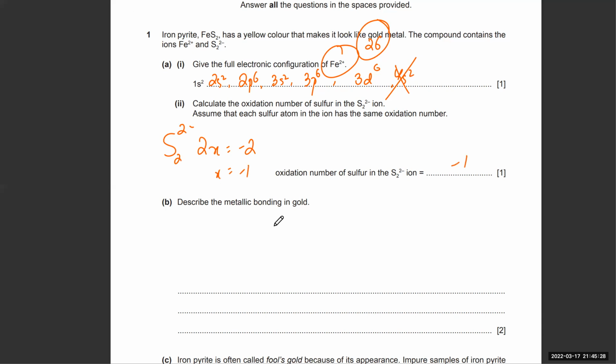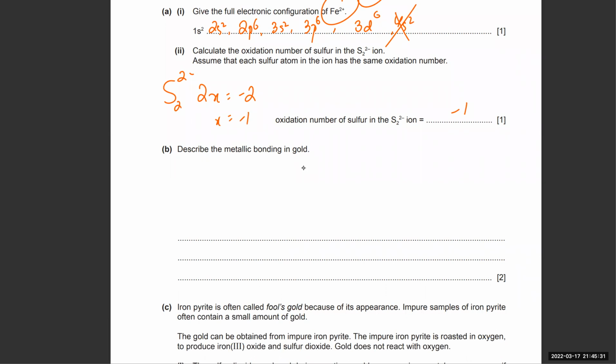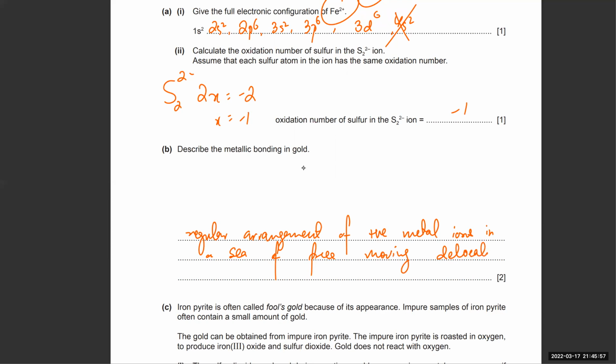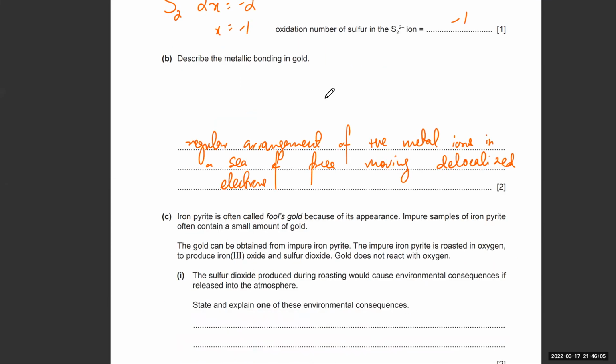Describe the metallic bonding in gold. That's your O-levels question. It's a regular arrangement of positive metal ions in a sea of free moving delocalized electrons. And you can draw a diagram as well if you like. They probably gave you space because of that.